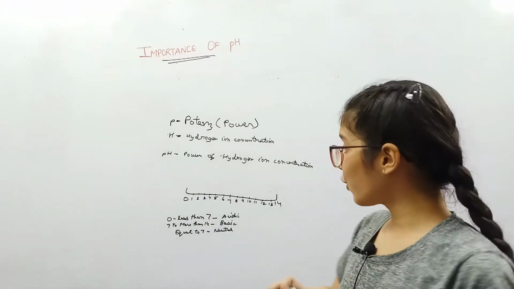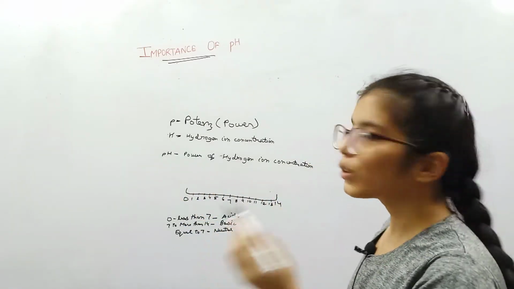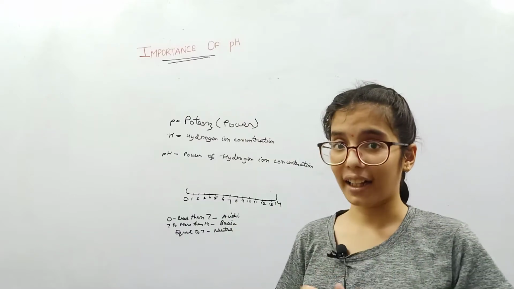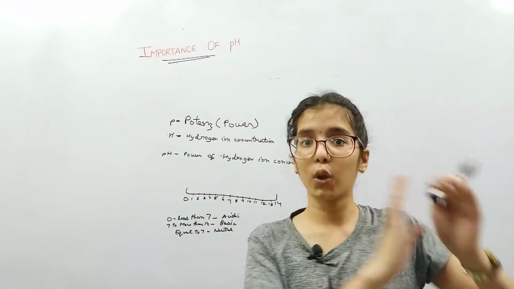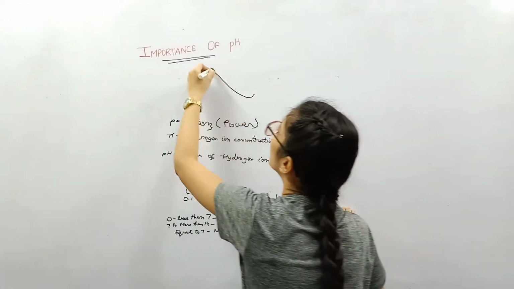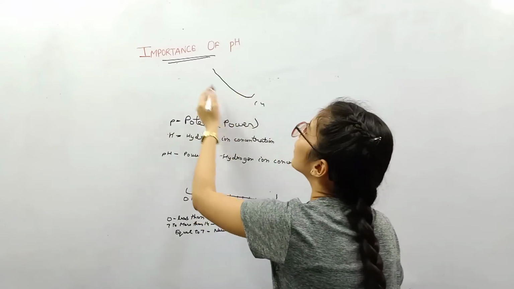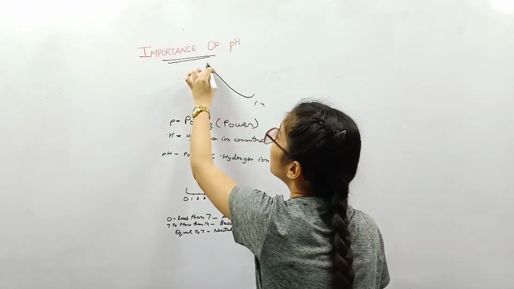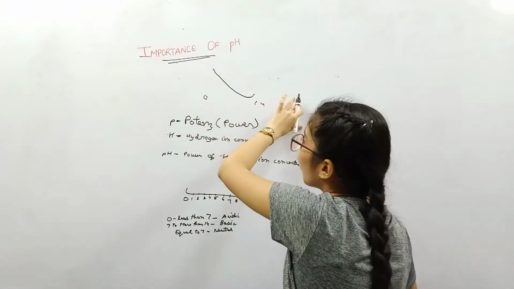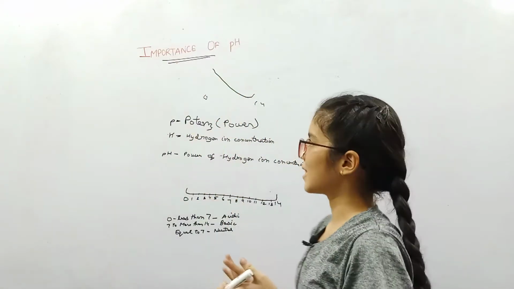And if we show the pH scale by a graph, the concentration of hydrogen ion increases from right to left. It means that if we draw the graph, it will go like this. If here it is 14 and here it is 0, then the hydrogen ion concentration will be more at 0. From 14 to 0 it decreases, decreases, decreases, and then it increases.